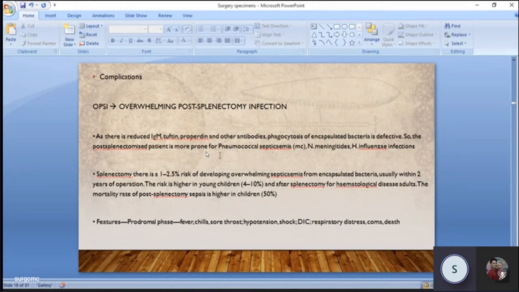So in post-splenectomy patients, encapsulated bacteria can cause the most dreaded infection, known as overwhelming post-splenectomy infection. Most commonly pneumococcal, Neisseria meningitidis, and Haemophilus influenzae infection. There is usually a 1 to 2.5% risk of developing OPSI, and this risk is higher in young children with hematological disease. So what are the symptoms? There will be a prodromal phase of fever, chills, sore throat, hypotension, shock, DIC, and respiratory distress, and it leads to death.